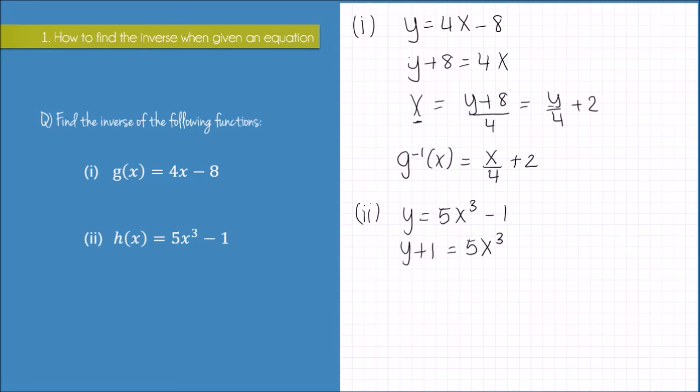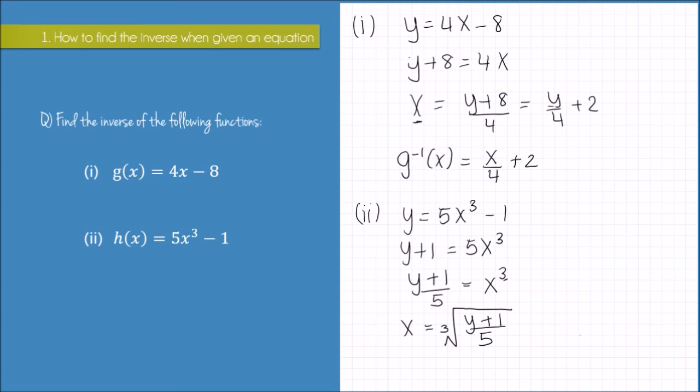Then now I might divide both sides by 5. So (y plus 1) divided by 5 is x cubed. And then to get x on its own, now I am going to take the cube root of both sides to get rid of this cubed here. So x equals the cube root of (y plus 1) over 5.